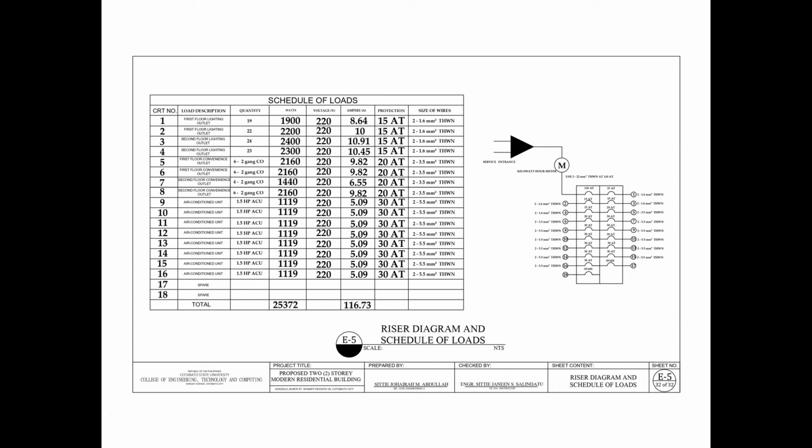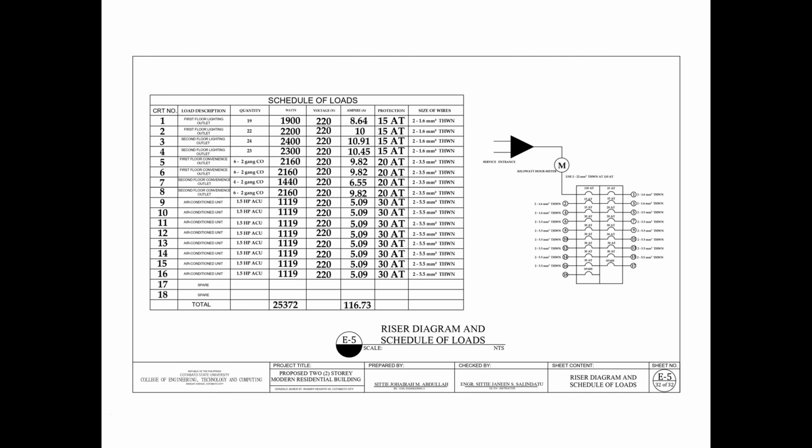In the schedule of loads, there are 18 circuits overall, including the spare. For the lighting outlet, in order to get the watts, the quantity of each circuit under lighting outlet will be multiplied to 100. For convenience outlet, in order to get the watts, the quantity of each circuit under convenience outlet will be multiplied to 2, and the result will be multiplied to 180. For the air conditioning unit, each horsepower has its own corresponding value in watts, which is shown in the picture.